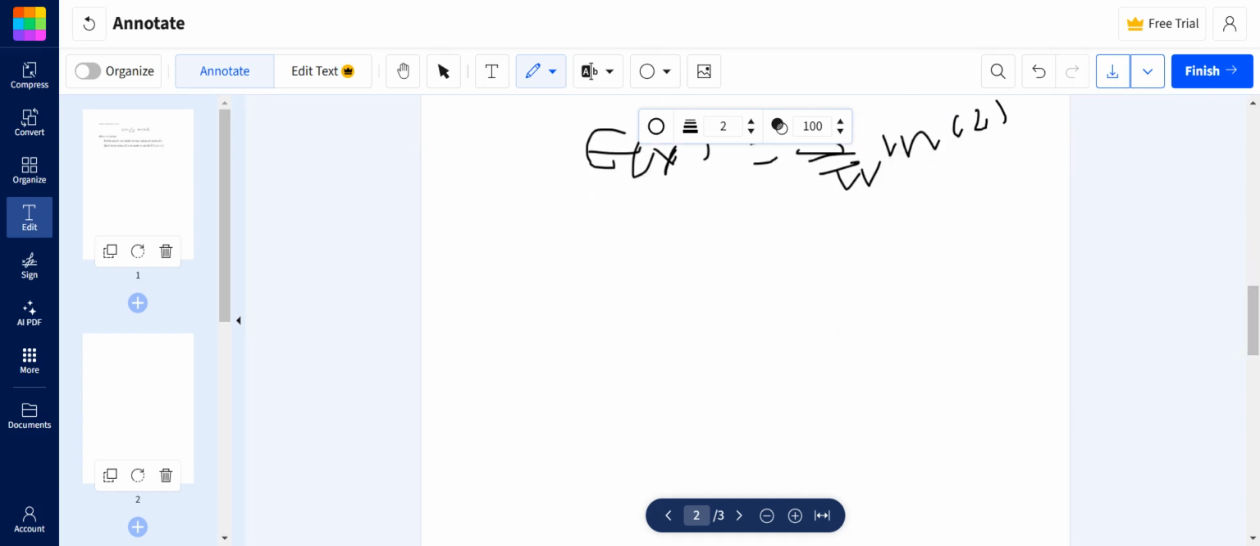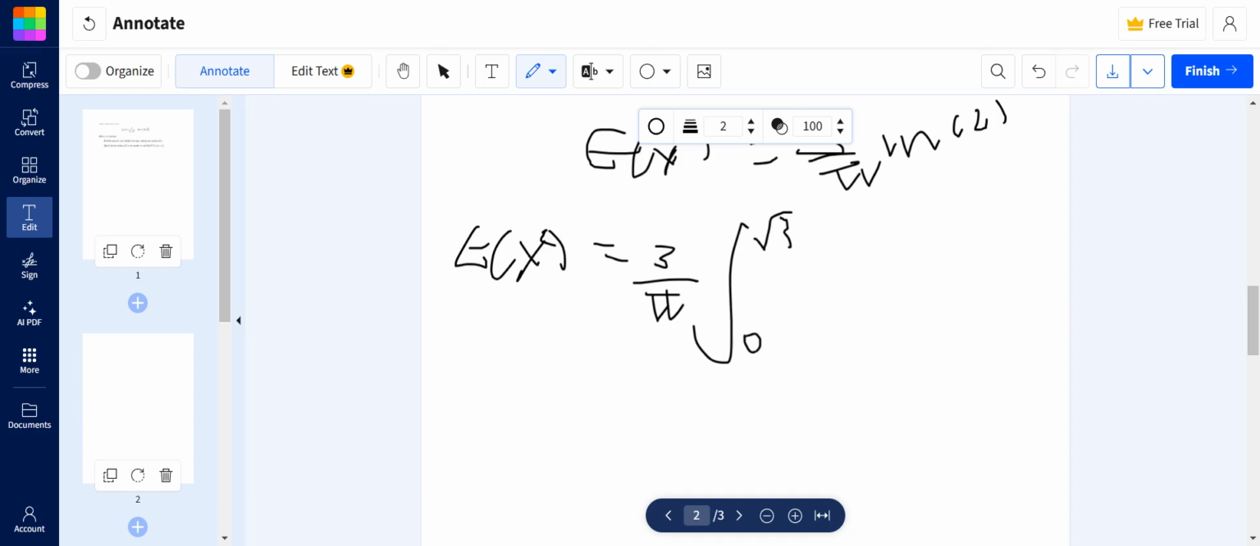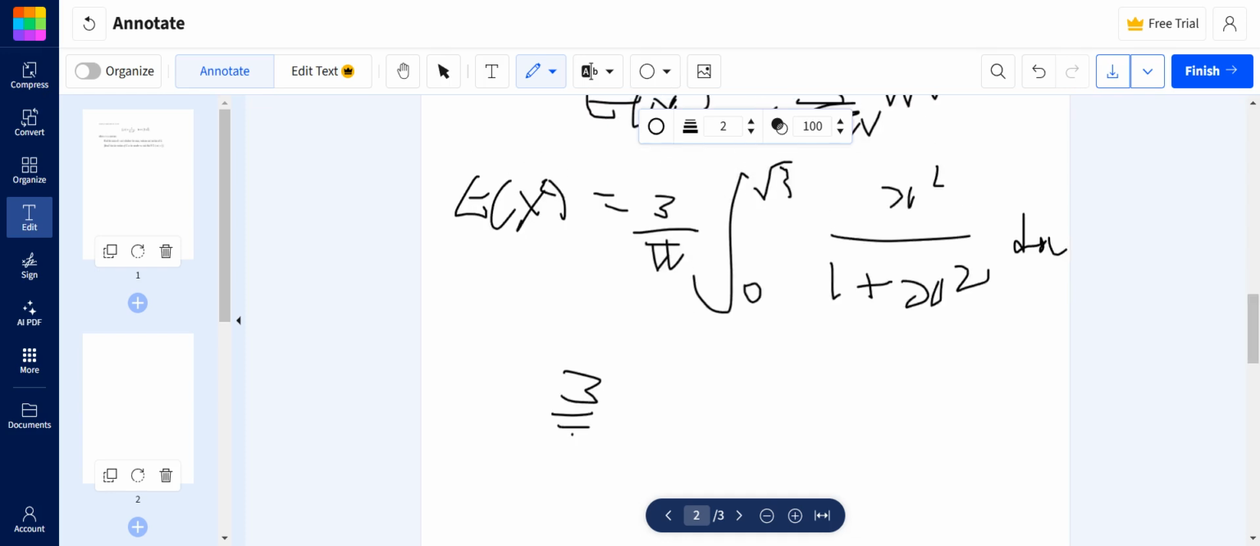The next part is to calculate E of x squared. So E of x squared, again, it's going to be the similar methodology. We say that that's going to end up being 3 over pi multiplied by the integral between 0 and root 3 of x squared over 1 plus x squared dx. Now, by integration by parts, we can calculate this as ending up being 3 over pi multiplied by root 3 from previous results, minus root 3.